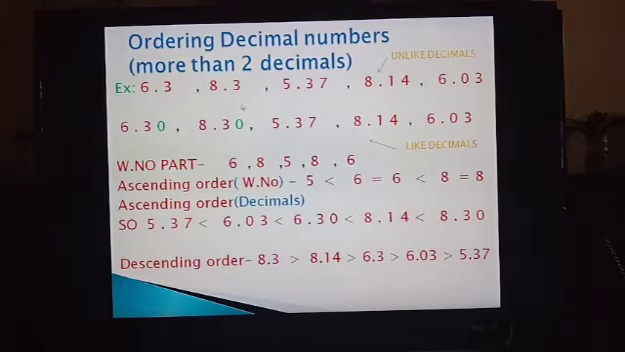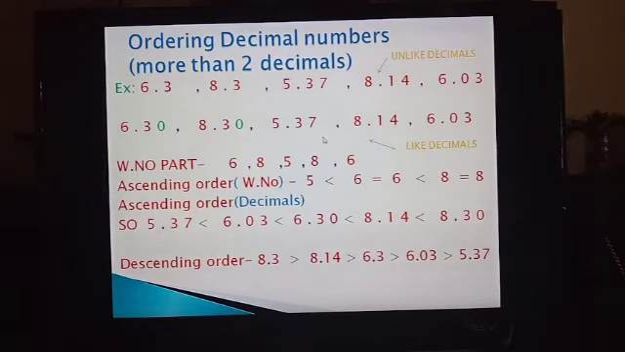Let us move to the next example. That is 6.3, 8.3, 5.37, 8.14, 6.03. Here 2 decimal places, here 2 decimal places, here also 2, but here only 1 decimal place is there. So these are unlike decimals. To convert them into like decimals, I have added zeros here at the end, that is in the 100th place, because these are all having 2. The maximum number of decimal places is 2. So here also I made them 2 decimal places.